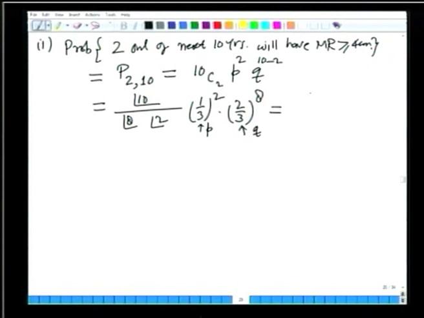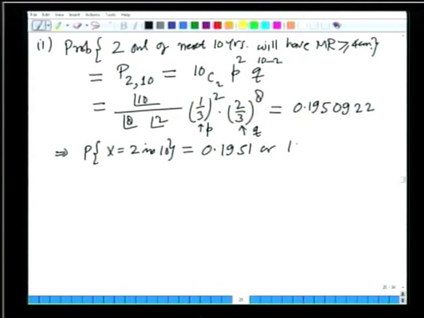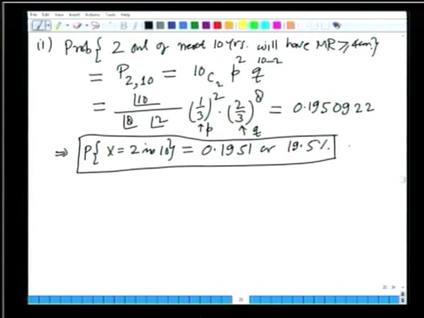So, if you simplify that, it will be 0.1950922, that is p x is equal to 2 in 10, and in short that is how I am writing, or p 2 comma 10 is equal to what? 0.1951 or approximately 19.5%. Okay. You see that we are able to find this kind of probability using the binomial distribution, which can be extremely useful in the design purposes.